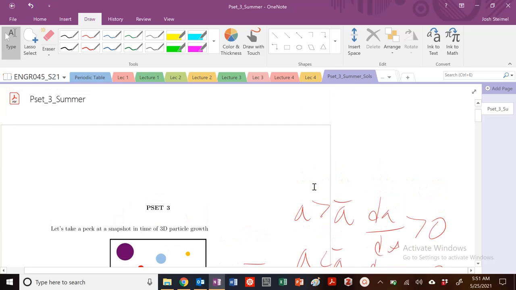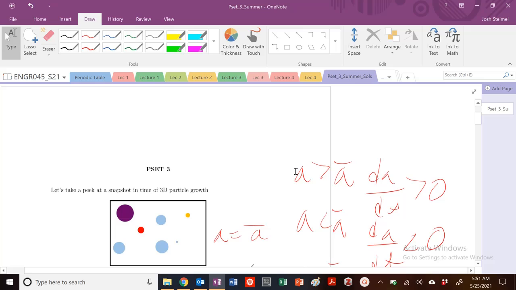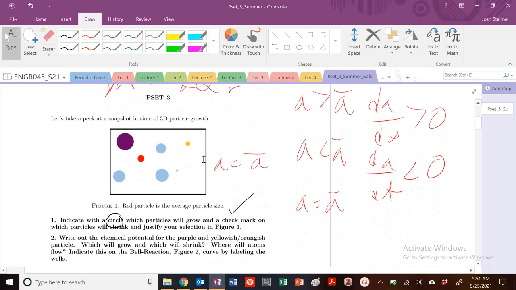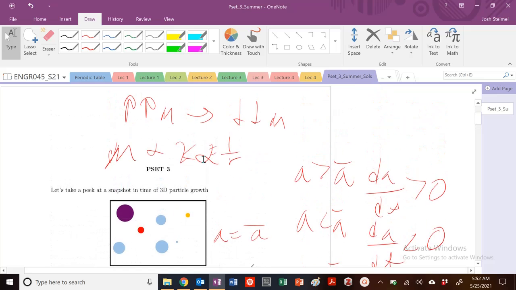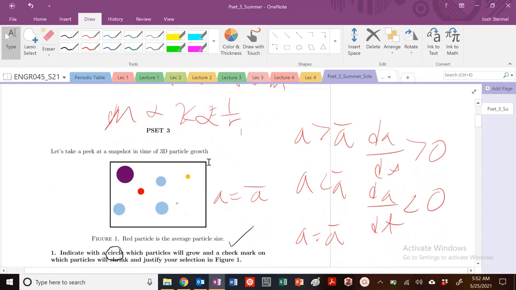How do we know that? Does that make sense? Remember, we always move from where? From high chemical potential to low chemical potential. And our chemical potential is proportional to our curvature, which is approximately 1 over r. If I have a very large radius, I have very low chemical potential. If I have a small radius, I have high chemical potential. So we move from high to low chemical potential, and the big particles grow at the expense of small particles.